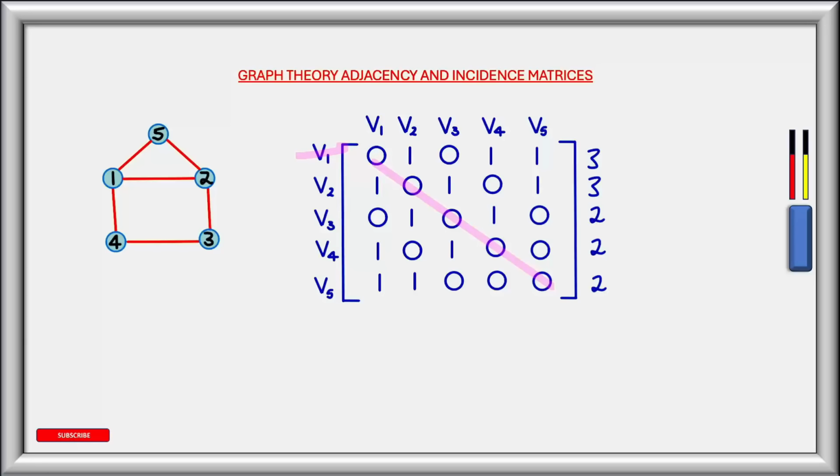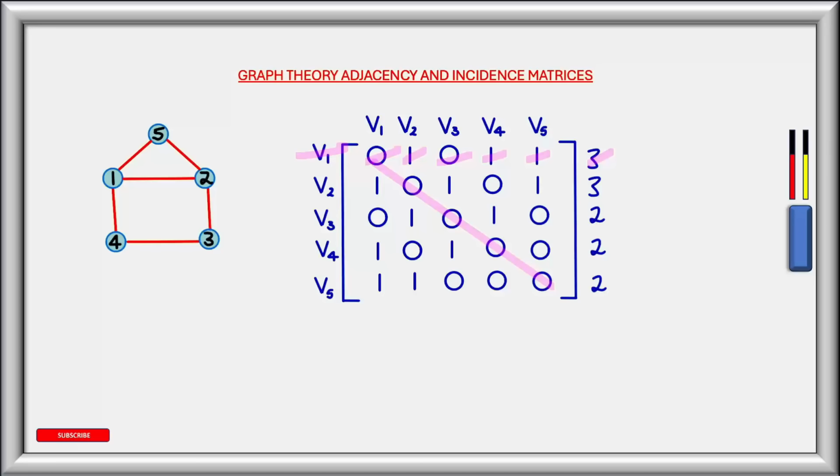So for row 1, we're looking at vertex 1. And as there's no loop, we have a 0 in row 1, column 1. And it is connected to vertex 2 with an edge. So we have a 1 in row 1, column 2. There's no connection between vertex 1 and vertex 3. So in row 1, column 3, we place a 0. And vertex 1 is connected to vertex 4 with an edge. So in row 1, column 4, we place a 1. And vertex 1 is connected to vertex 5. So in row 1, column 5, we place a 1. And we can sum this row to get the degree of vertex 1. And as we can see, it has a degree of 3.